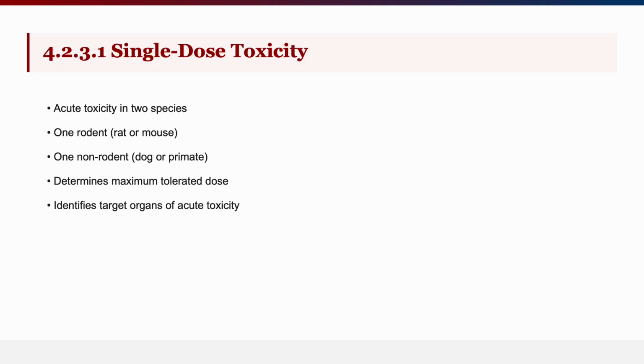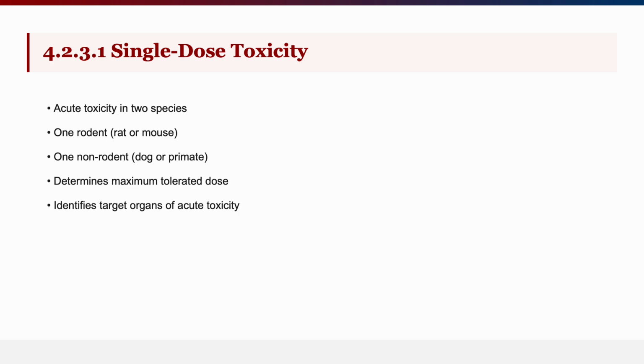Section 4.2.3.1 contains single-dose or acute toxicity studies conducted in 2 species. The rodent species is usually rat or mouse. The non-rodent is usually dog or non-human primate. Species selection should be justified based on relevance to humans.